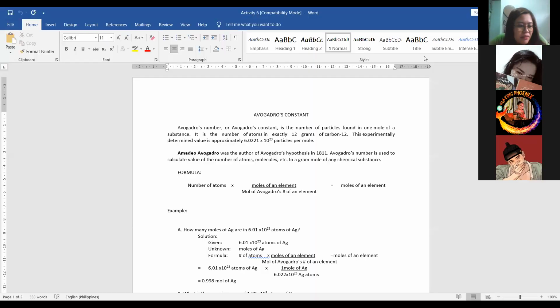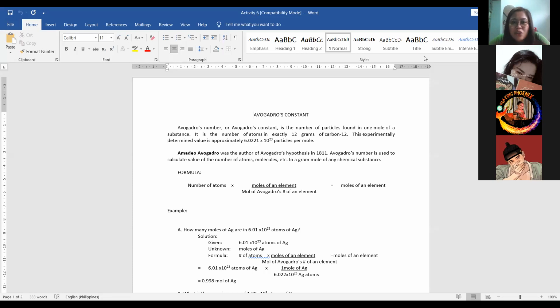Again, this is activity number 6. This is Avogadro's constant or Avogadro's number. When you say Avogadro's number, class, it's the number of particles present sa isa ka mole na substance. Pag mayroon kang mole, that is the unit for the amount of substance. So sa isa ka mole, ang Avogadro's number is the number of particles na present sa isa ka mole. So, kanang Avogadro's number, it's a constant.